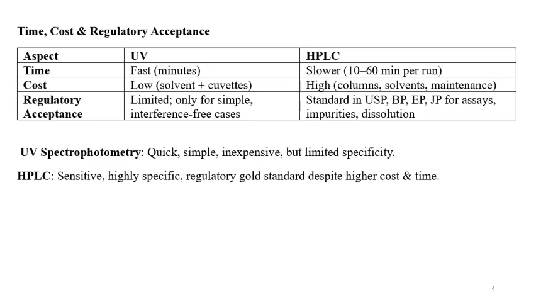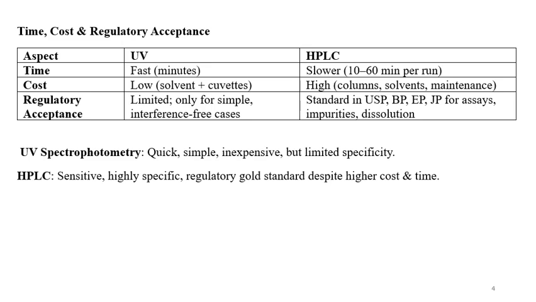Then considering the cost and regulatory acceptance, UV is a time and cost effective method of analysis. The UV is fast and the cost is low. Regulatory acceptance for UV is limited. It can be used only for simple and interference free cases, while HPLC requires much more time. It is a slower technique.